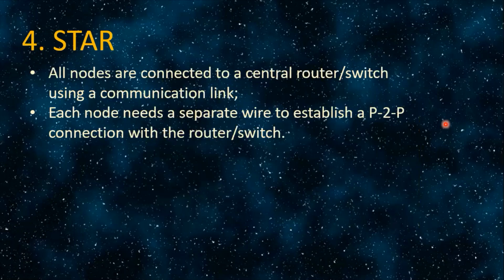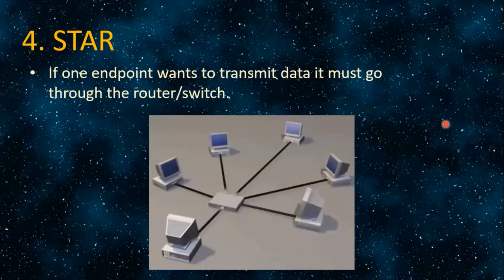The fourth topology, the star topology, in which all nodes are connected to a central router or switch using a communication link. Each node needs a separate wire to establish a point-to-point connection with the router or switch. If one endpoint wants to transmit data, it must go through the router or switch, as you can see here in the picture. This is the router or switch that transmits the data to whichever endpoint device it has to be delivered to.